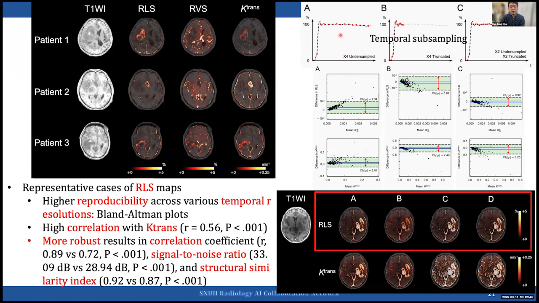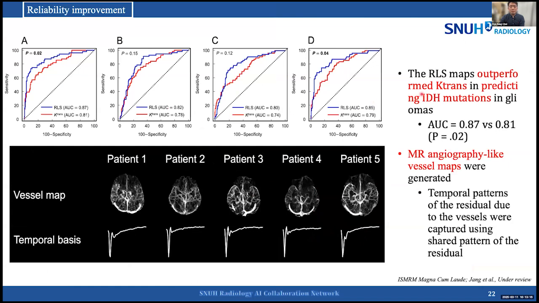On the right side, you can see the undersampling and truncation, which together are called subsampling. So the RLS showed high correlation with K-trans, but more robust results in correlation, SNR, and SSIM compared to K-trans. You can see that RLS maps do not degrade as the subsampling progresses, but K-trans does. The RLS maps outperformed K-trans in predicting IDH mutations in gliomas.